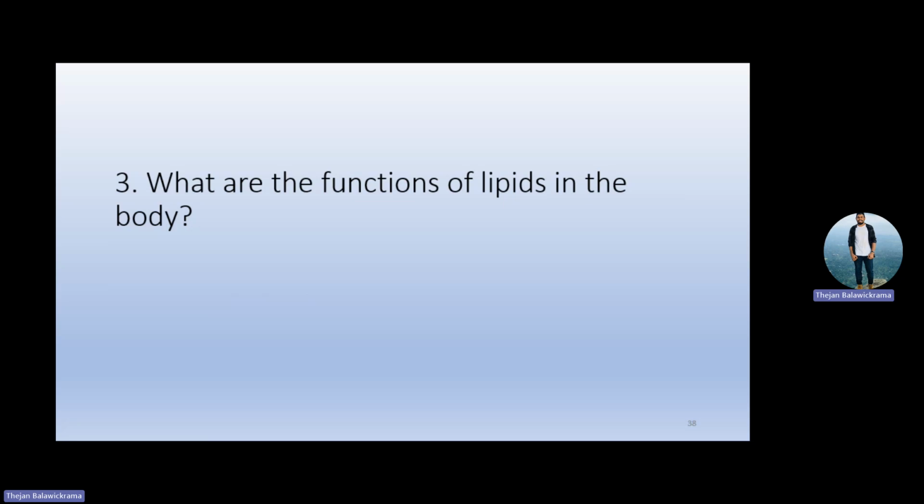What do the lipids do in the body? The temperature, basically.